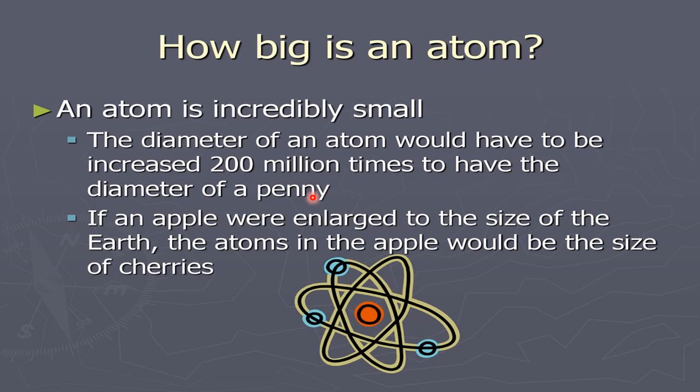The exact size they measure using a special device that we are going to learn in the higher class. If an apple were enlarged to the size of Earth, the atoms in the apple would be the size of cherries. That means one more comparison. You enlarge the apple till the size of the Earth. After enlarging the apple to Earth size, then you bring cherry size. So cherry size is the atomic size compared to the Earth. So small they are.